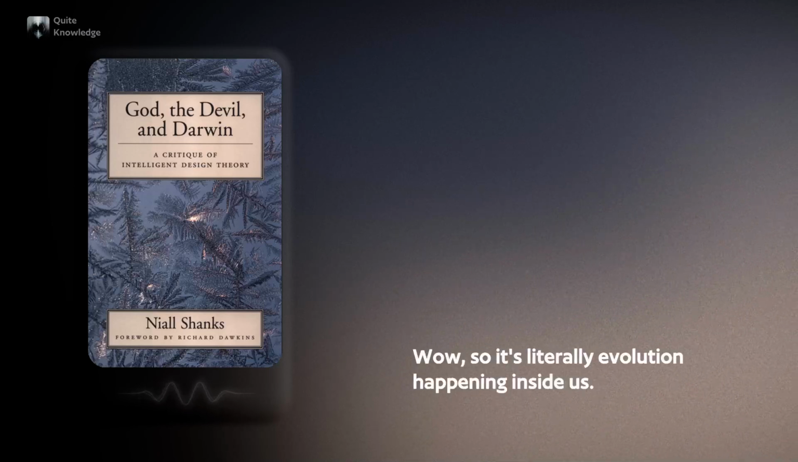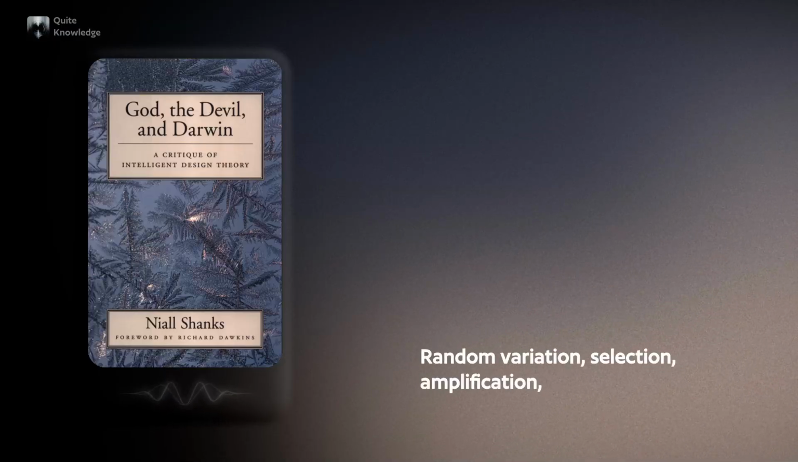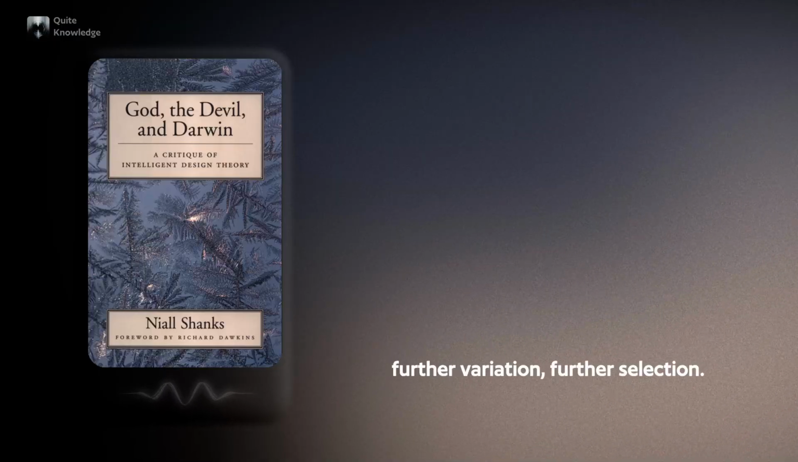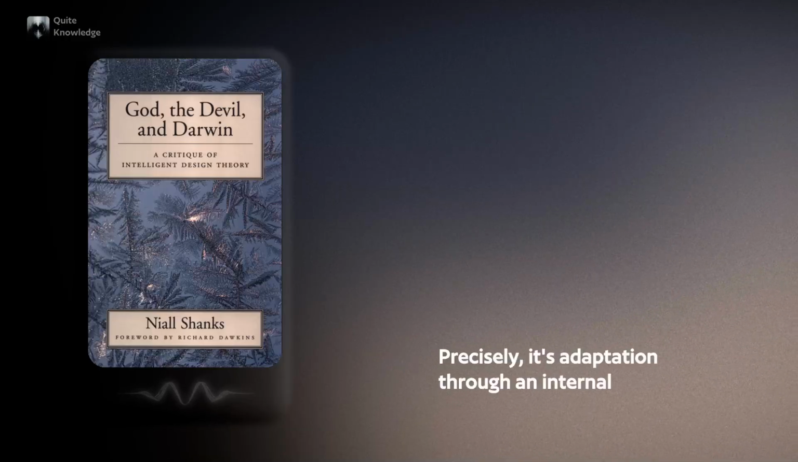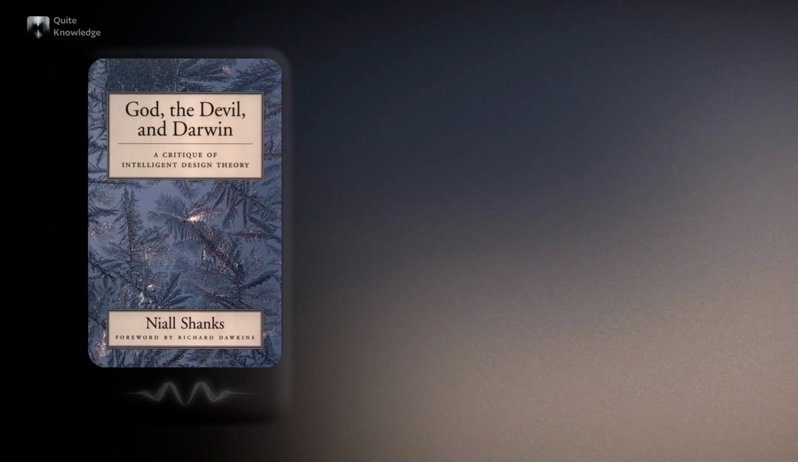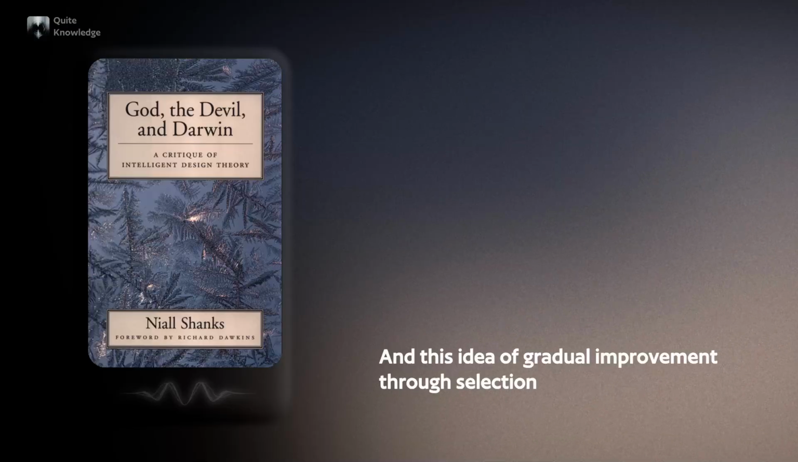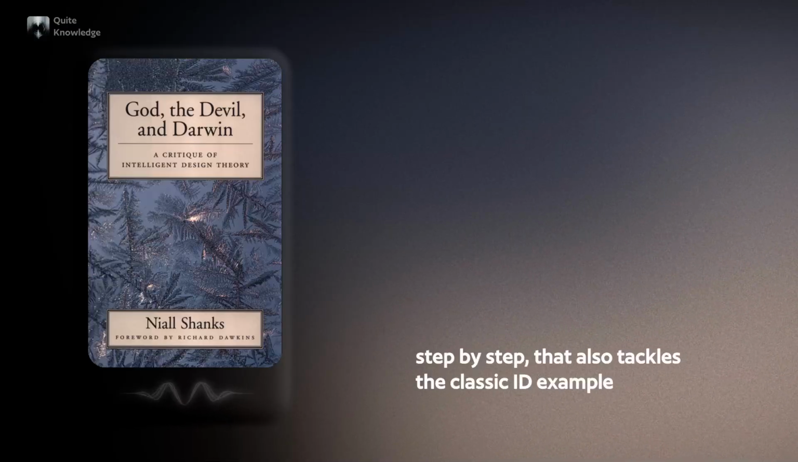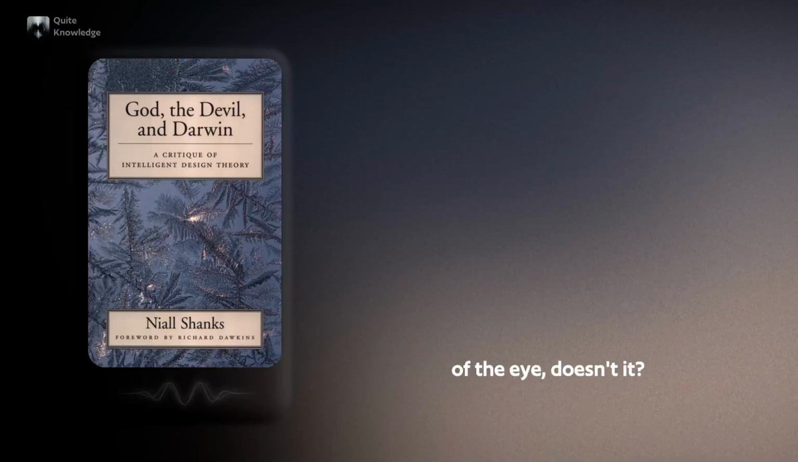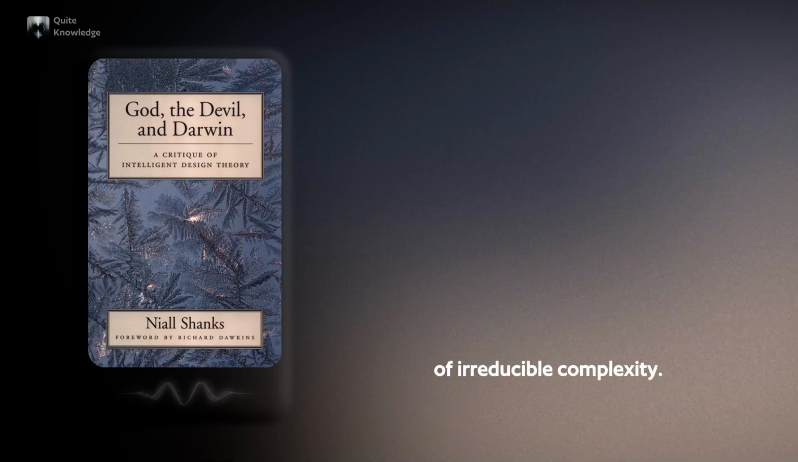Wow, so it's literally evolution happening inside us. Random variation, selection, amplification, further variation, further selection. Precisely. It's adaptation through an internal Darwinian process, not some pre-programmed perfection. It highlights how powerful these unintelligent mechanisms can be. And this idea of gradual improvement through selection, step by step, that also tackles the classic ID example of the eye, doesn't it? Completely. The eye is often held up as the pinnacle of irreducible complexity. How could it evolve gradually?